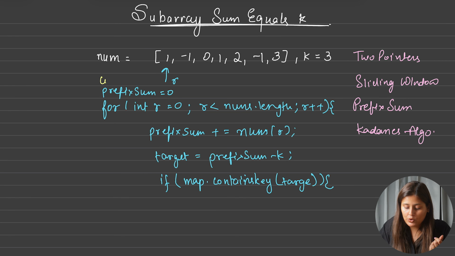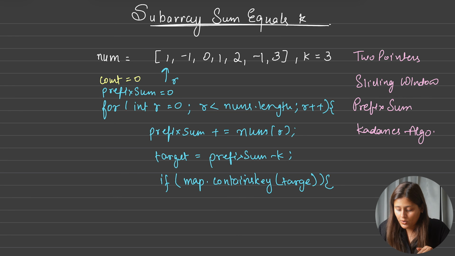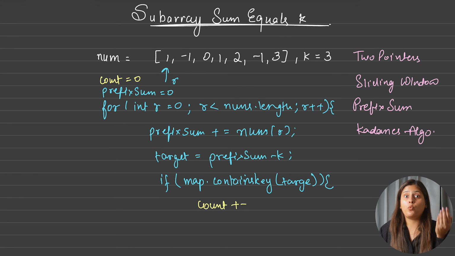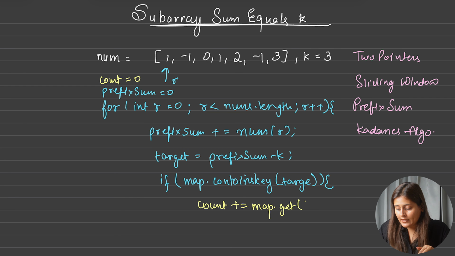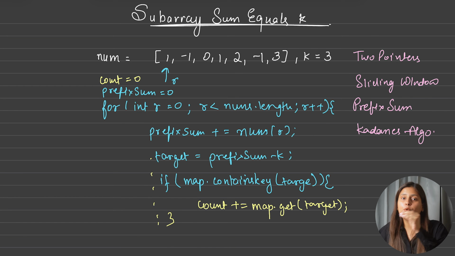So the number of subarrays I want to store in my answer variable. So we can say count also with 0, and here I will do count plus equal to what? The value. And how will I read the value? That will be map.get with that key target, correct? And it will return it, and that I will add in my answer. Okay, if not, then I can simply put that same value inside it. So initially 1 is there now, so definitely target will be prefix sum 1 minus k, means minus 2, and minus 2 is not there in the map, so obviously I want to add this one in my map, correct?